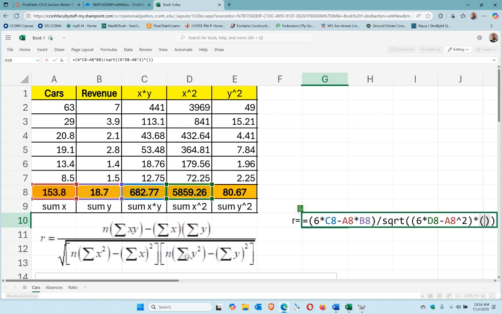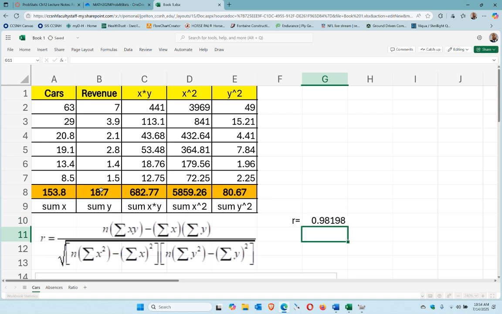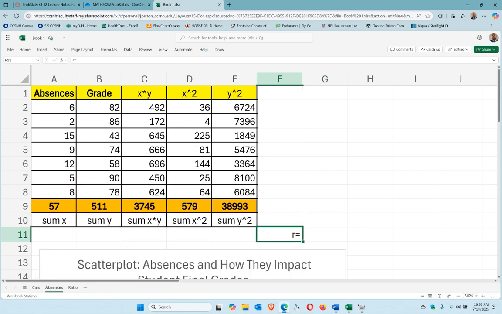So the other one is the y, which is on the right here. So that's 6 times y squared minus, again, don't make this mistake, because this is y to the second. So I'm going to click on the y and do the second power. So that's 0.98. That means it's almost 1, so it's almost a perfect positive linear relationship. That's pretty good. Okay, let's go to absences.